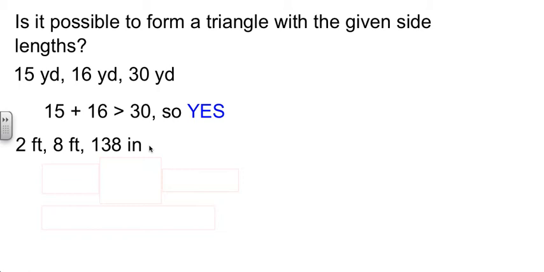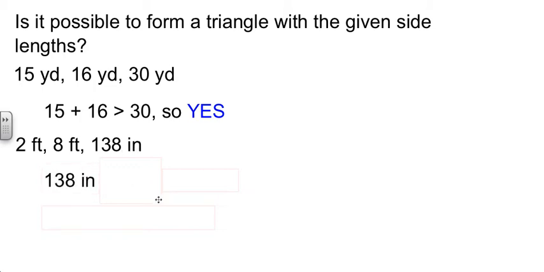Now, in our second problem, they're throwing us a real nasty trick. 2 feet, 8 feet, and 138 inches. A lot of people won't read their units, and they'll go 2 plus 8 is 10, 10 is way less than 138. So we got a problem, so it's no. Well, not so fast, my friends. We need to check and make sure we're in the same unit. 138 inches isn't the same as feet. We could turn all these feet into inches, or we could turn these inches into feet. One calculation is easier than 2, so let's just turn the inches into feet.